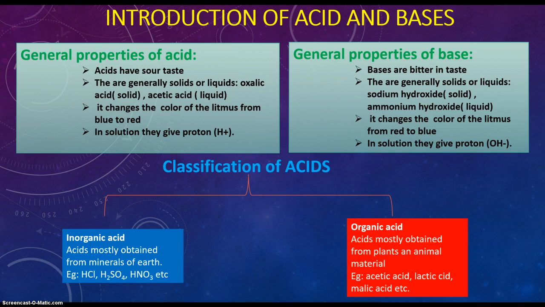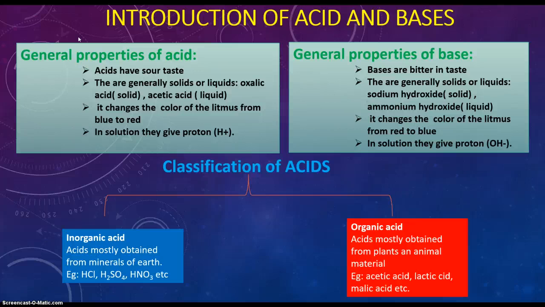Now we are going to discuss the general properties of base. So what are the general properties of base? First of all, bases are bitter in taste. Secondly, like acid, they exist in solid and liquid state. If I give you an example, sodium hydroxide is a base, right? And it exists in solid state. Ammonium hydroxide we commonly observe in liquid form in the laboratory, right?